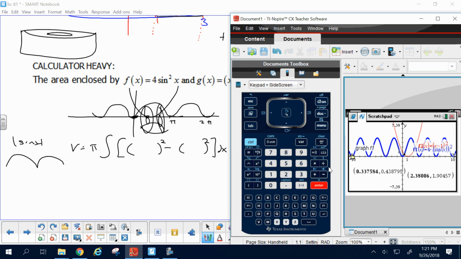Are we going to the outer circle? Are we going up to the sine curve or to the parabola? The sine curve. And so big R is f of x. Little r, we're going from the axis only up to the parabola, yeah? And so little r is g of x.